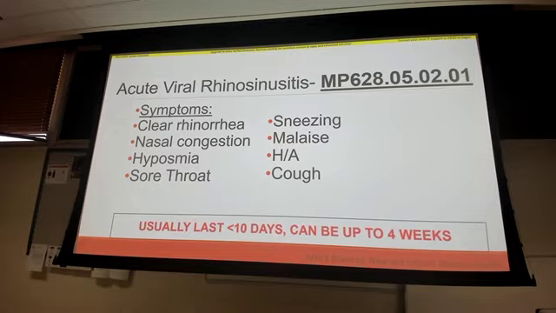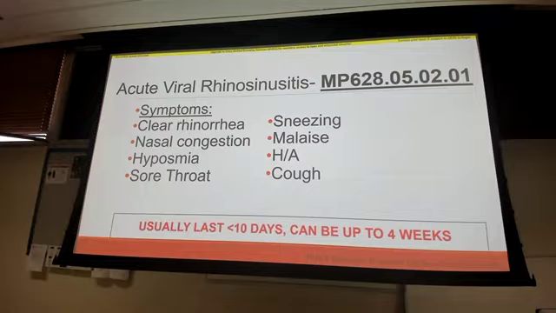Now, our first diagnosis is going to be acute viral rhinosinusitis. These are some of the most common symptoms. So when I go over this, just think about when people say common cold, acute rhinosinusitis, or if they're like, I got the bug, all of that is the same thing. Common cold, acute viral rhinosinusitis, or upper respiratory infection, those are all the same.